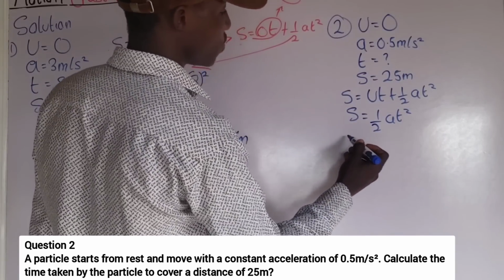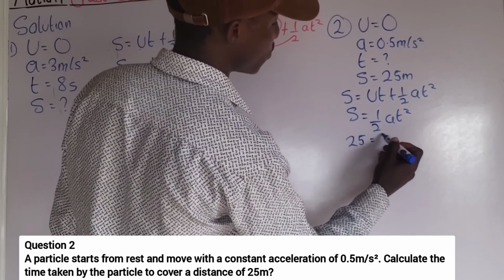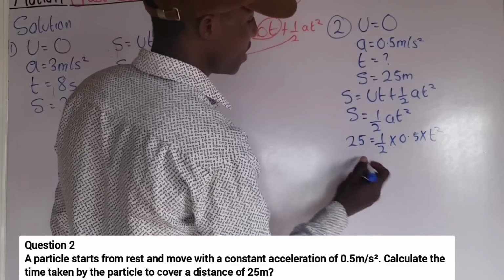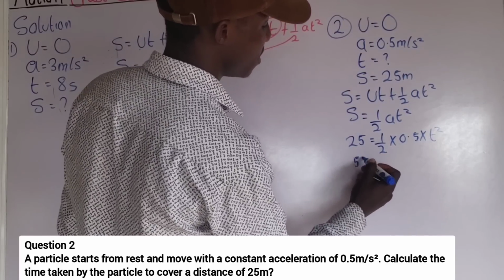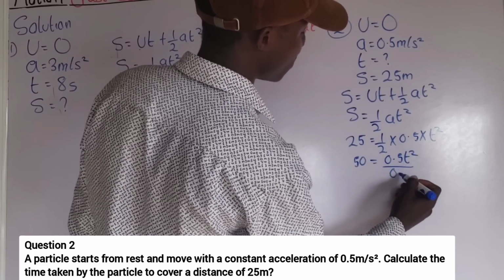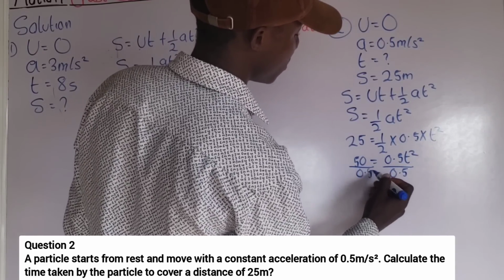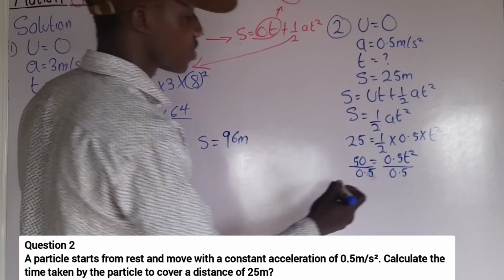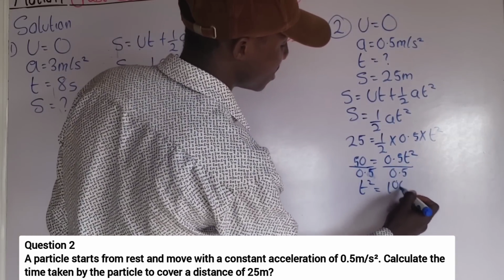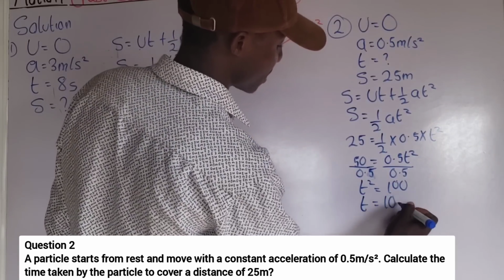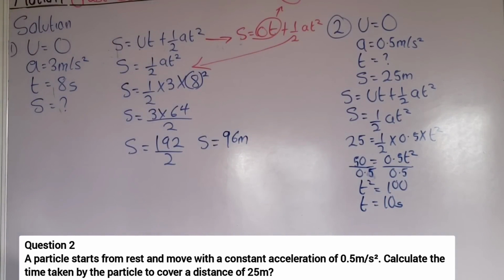So s is 25, hence we have 25 equals 1 over 2 multiplied by 0.5 multiplied by t squared. Take the cross product. We have 50 equals 0.5 t squared, divided by 0.5. Are you paying attention? So here I have t squared equals 100. Then you take the square root of both sides, so t equals 10 seconds. Do you understand how I got this solution?